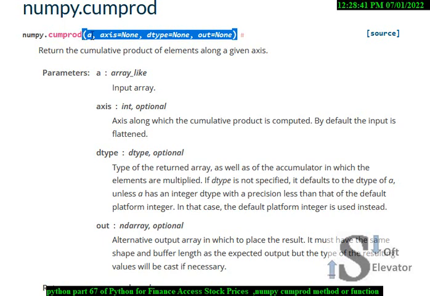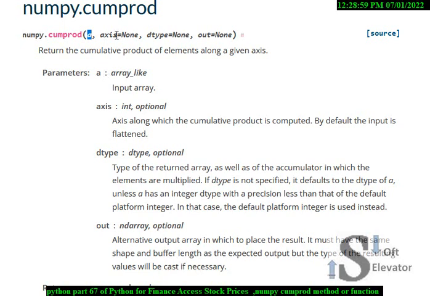It has 4 arguments. Many times, there is only one argument, a, which is an array. So a is the input array.